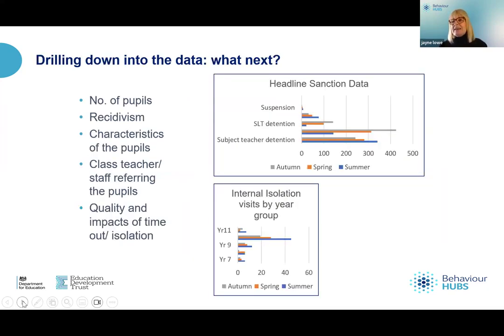You can see here some further data patterns, again, just examples of data taken from school systems that give you a notion of things that you might explore, things that you might look at, and further questions that you might have.